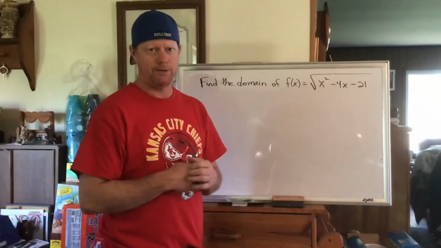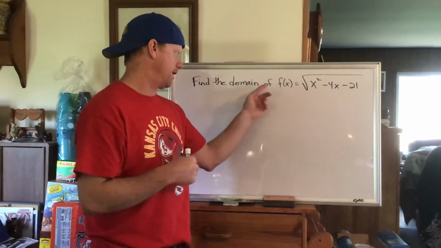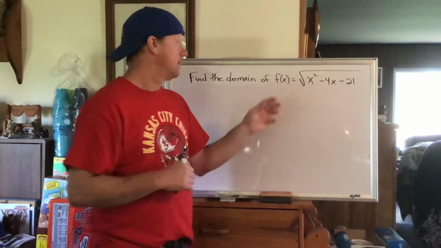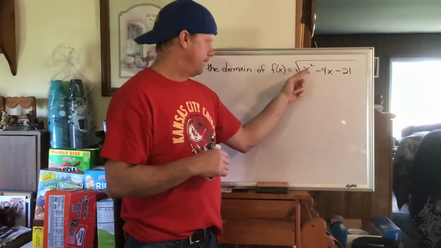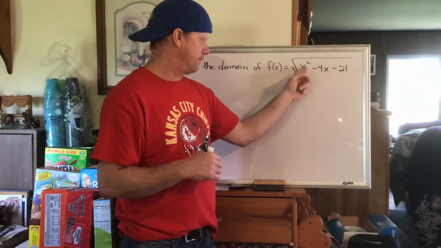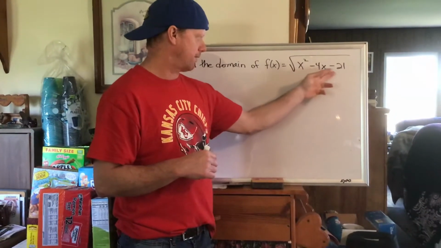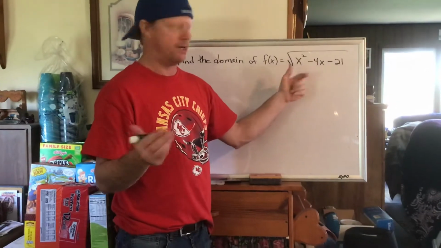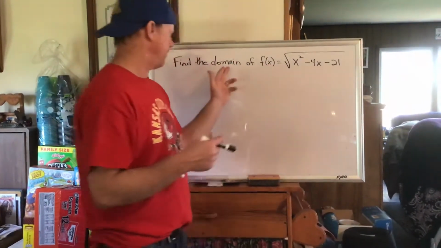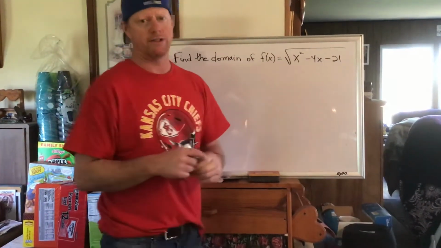I'm going to show you how to find the domain of a square root function. Notice underneath the square root, it's a degree 2, x squared minus 4x minus 21. It's a trinomial, can't combine any terms, and we have to find the domain of this square root function.